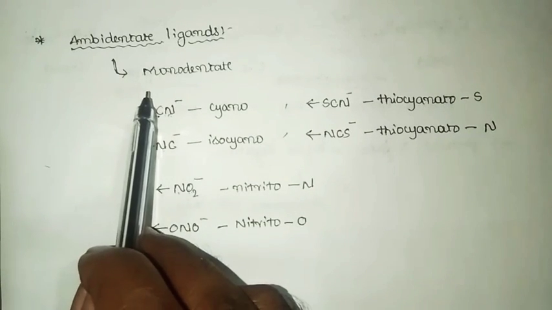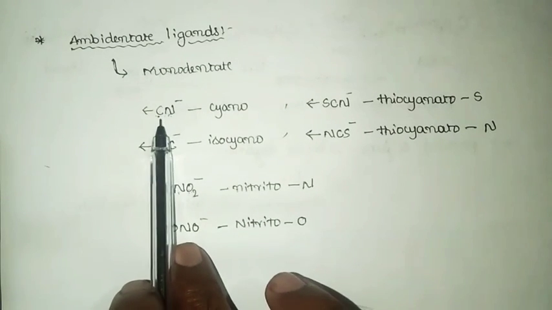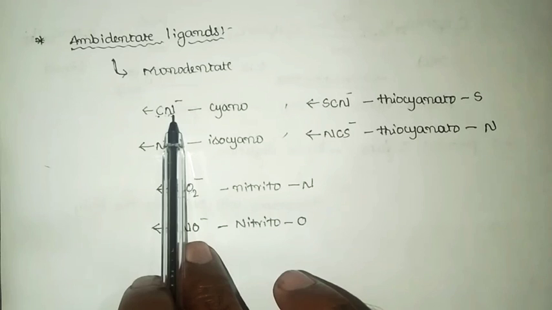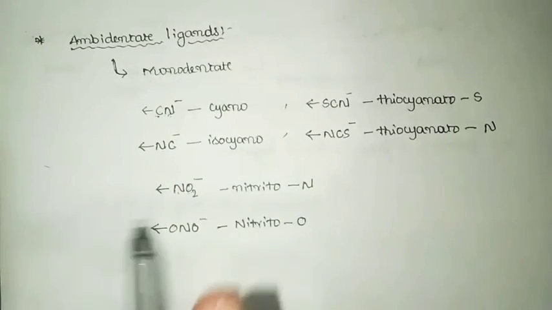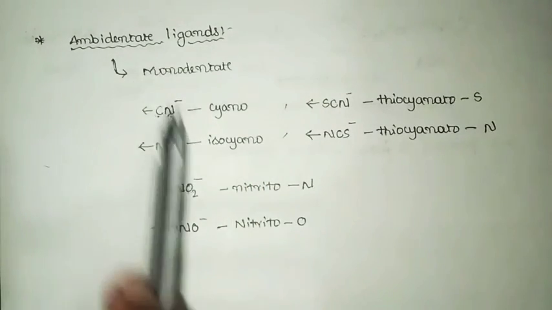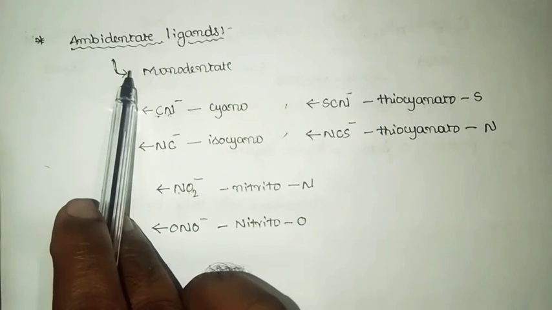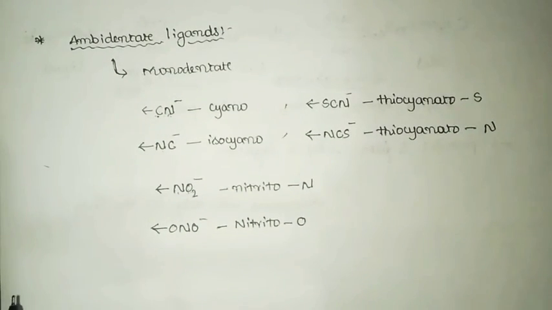So once again I am telling the meaning of an ambidentate ligand: a monodentate ligand wherein more than one atom can act as a ligating atom, but ligation occurs through only one atom. Such monodentate ligands are called ambidentate ligands, and these are some simple examples of ambidentate ligands.